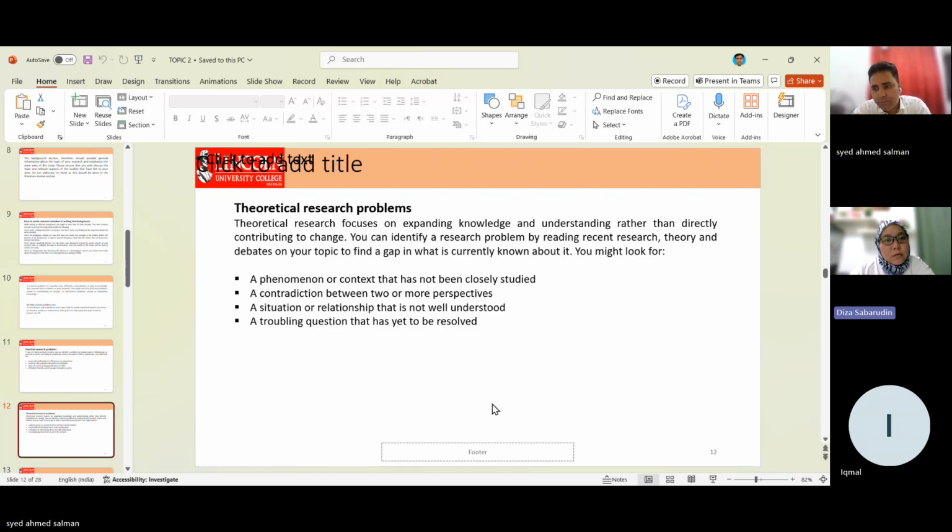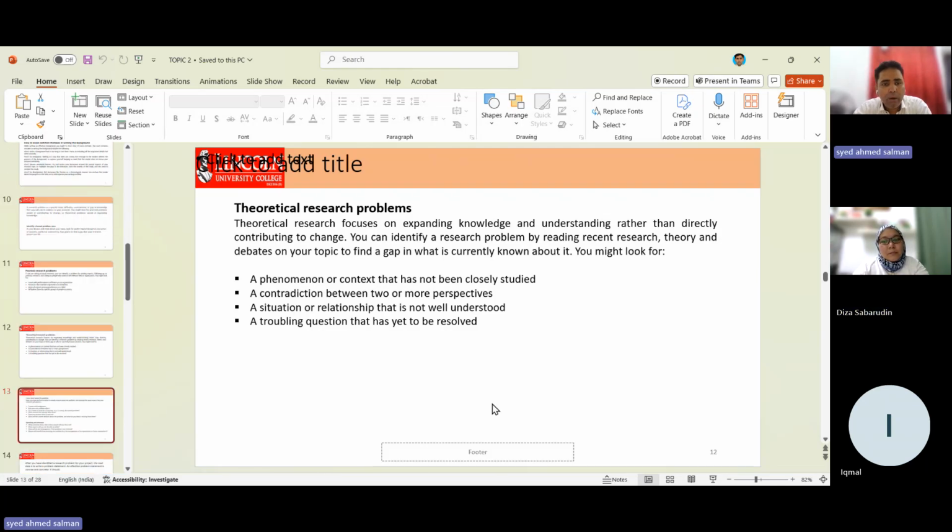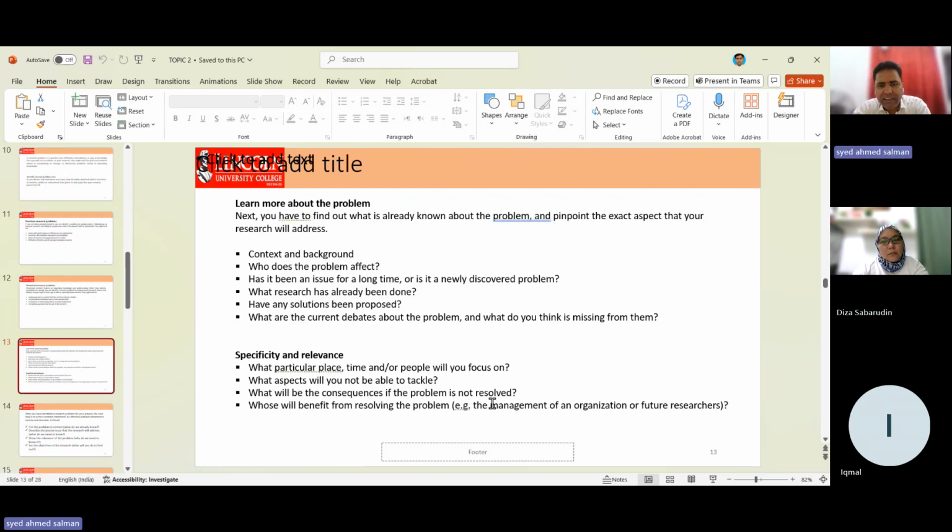A troubling question that has yet to be resolved, meaning that the question has not been resolved by any existing studies. You are going to resolve that question or you are going to propose the solution. So do you understand the difference between practical problem and theoretical problem? Yes, sir. Okay.